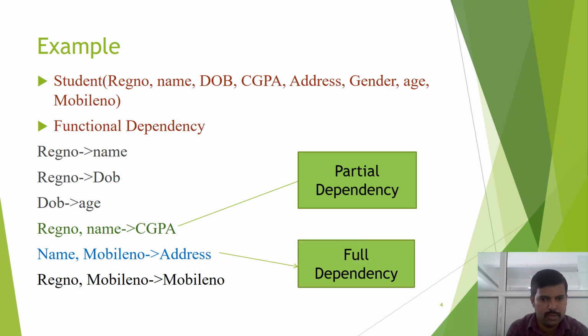Next, we'll see about full functional dependency. Here, consider the functional dependency name and mobile number, which determines the value of address. Here, no subset of name and mobile number can determine address. That is, address is fully dependent on both these attributes, name and mobile number. Hence, it is said to be a full functional dependency.